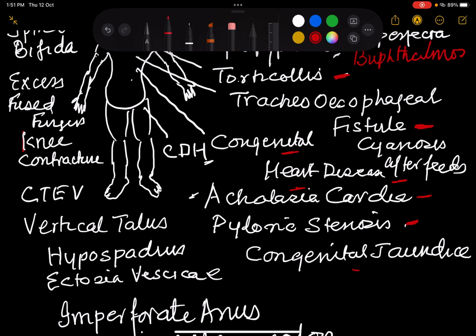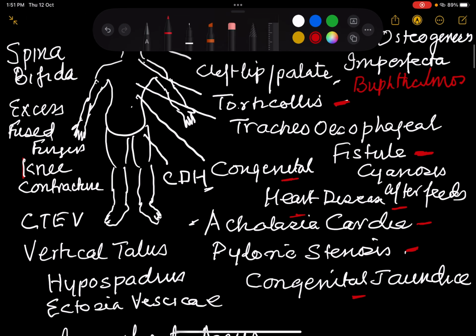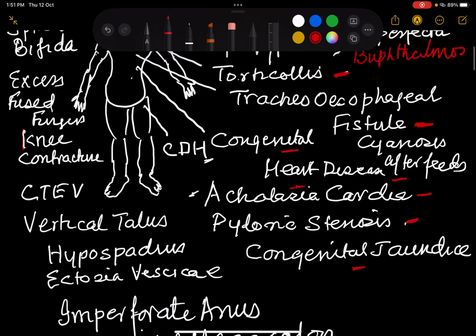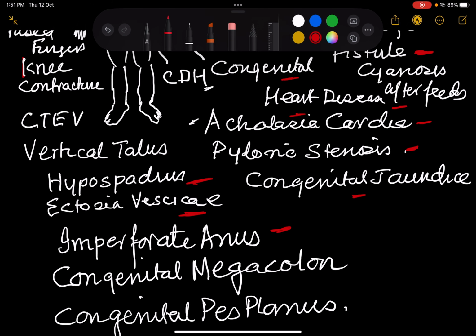Then you look, if there is jaundice, it can be icterus neonatorum, but there can be congenital hemolytic jaundice, and Crigler-Najjar syndrome is an example of it. Then you look at the hypogastrium and look for ectopia vesicae and hypospadias, an imperforate anus, and congenital megacolon or Hirschsprung disease.